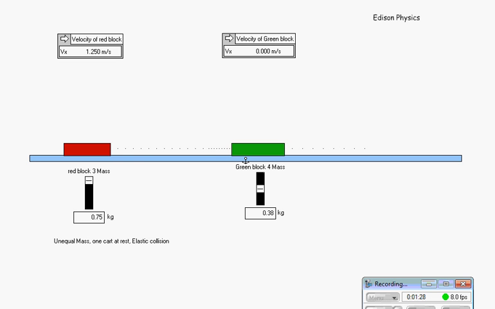This time, the red block is the heavier one. The green block is at rest with about half the mass of the red block. And again, they're going to collide elastically.